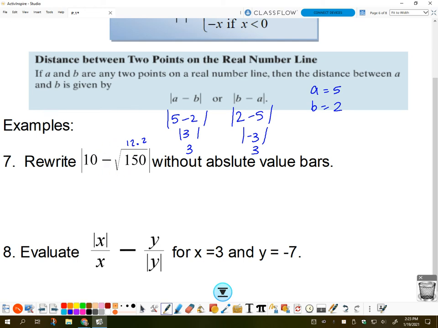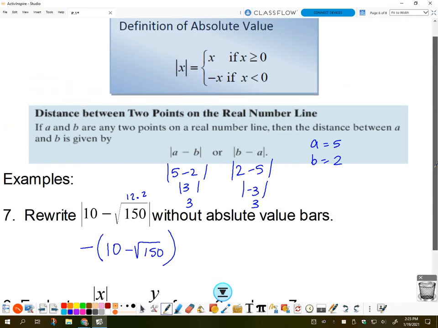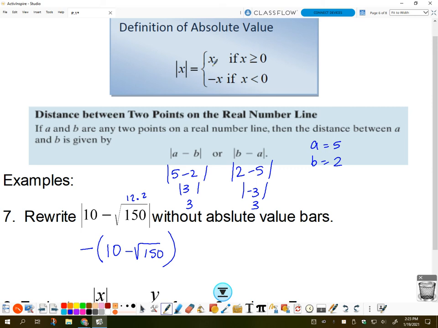Well, the absolute value bars are going to make it positive. So if this gives me a negative, absolute value is going to do the opposite of that. And that's all that you have to do. If this worked out to be a positive, then you would write down just this part and you wouldn't need that. And it goes back to using this definition that if what's inside is positive, it stays. If what's inside is negative, we do the opposite.